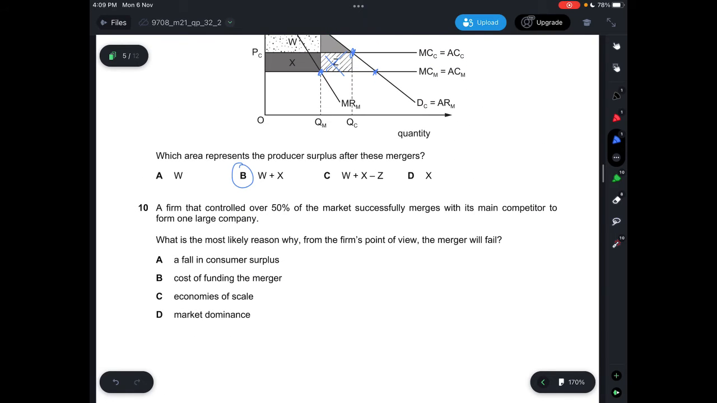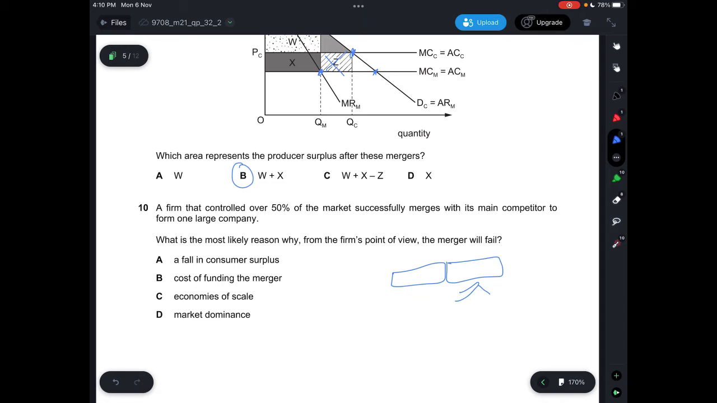Question 10, a firm that controls over 50% of the market successfully merges with a main competitor to form one large company. And what is the most likely reason why, from a firm's point of view, the merger will fail? So this is a large company with 50% of the market now merges with main competitor. So that means you need a lot of money to buy the competitor. So that's why it will fail, because you're not sure if you're able to gain a profit or get any break even in the next few years because of buying the company.